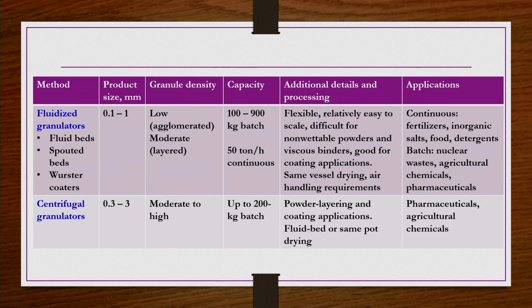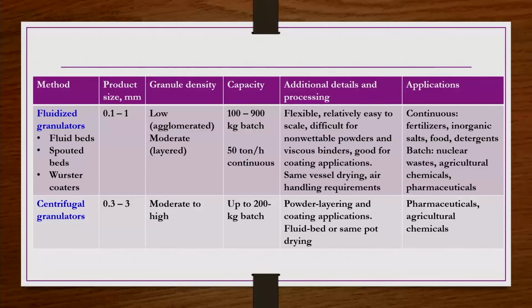their granule density is in general low if they are used for granulation or agglomeration, whereas their density may be moderate if they are used for layering or coating kinds of applications. The capacity batch wise is 100 to 900 kg, whereas in continuous mode they can handle 50 tons per hour.